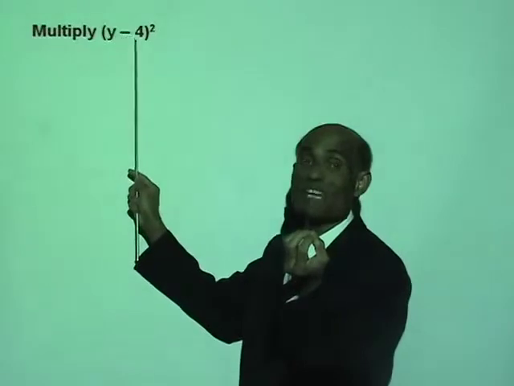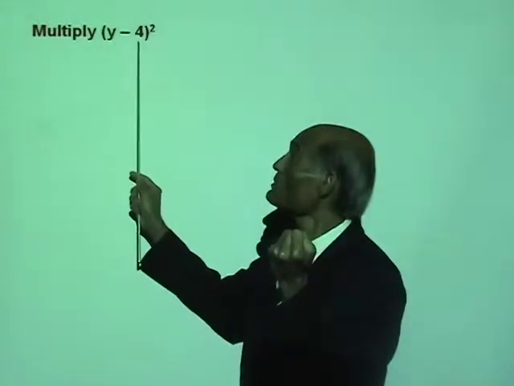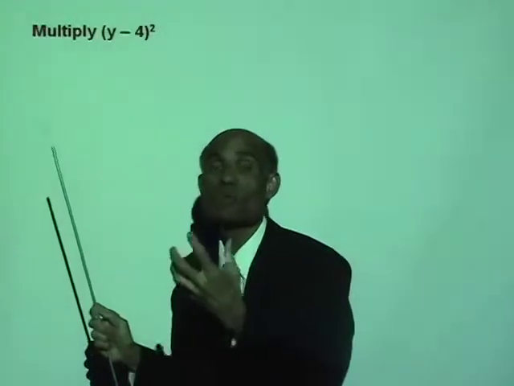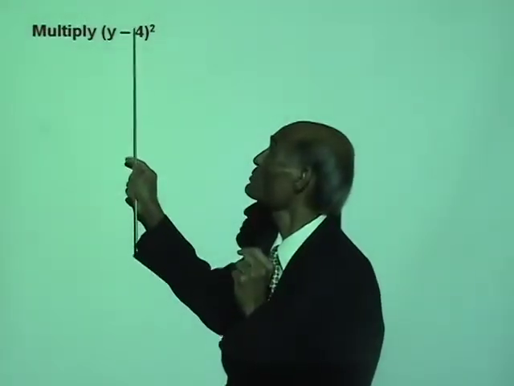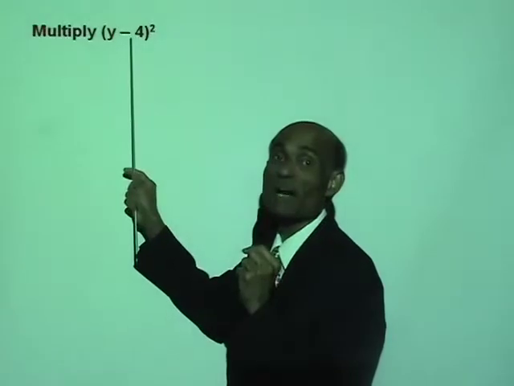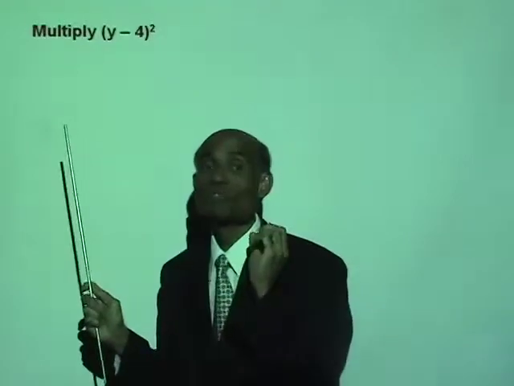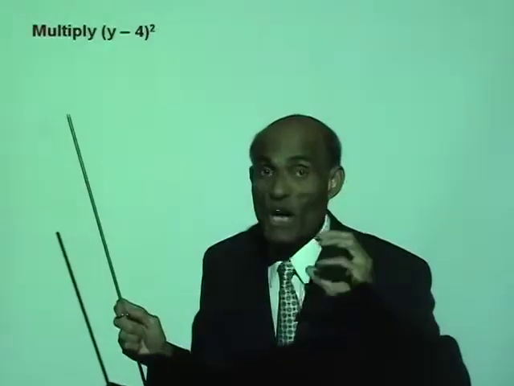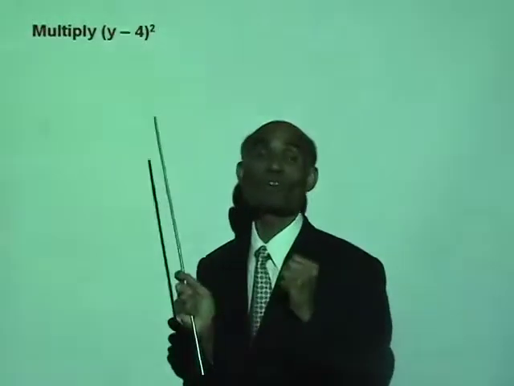Y times negative 4 is negative 4y, and then multiply that with the power. Negative 4y times 2 is negative 8y. That's the middle term. And what is the last term? The last term is the square of the second term here, which is the square of negative 4. Remember, when you square a negative number, it becomes positive. So the last term will always be positive. It will be 4 times 4, 16.